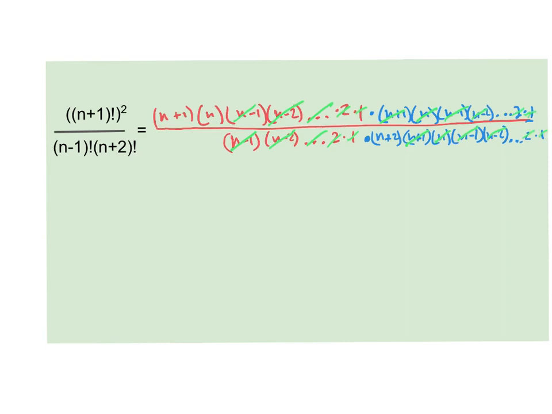So now what am I left with? On top, I'm left with n plus 1 times n over n plus 2. Now, that might look like it could be simplified more, but that's actually as simplified as it can get. So that would be my answer for that. Now, you might see the answer distributed out, so n squared plus n over n plus 2, but those mean the same thing. So that would be your answer for that.